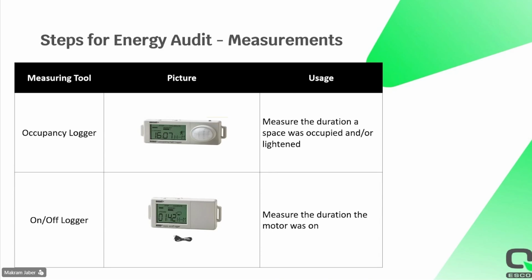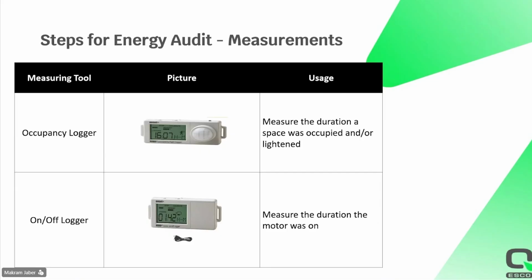We have another type of measuring device, the occupancy logger. This device is used to log the occupancy inside a room. We can install it in the room. It will detect the presence of people inside the room, and it will log it. So we can understand from this how much this room is occupied, and we can compare it to how much this room is illuminated, as we will see later in the measurement.